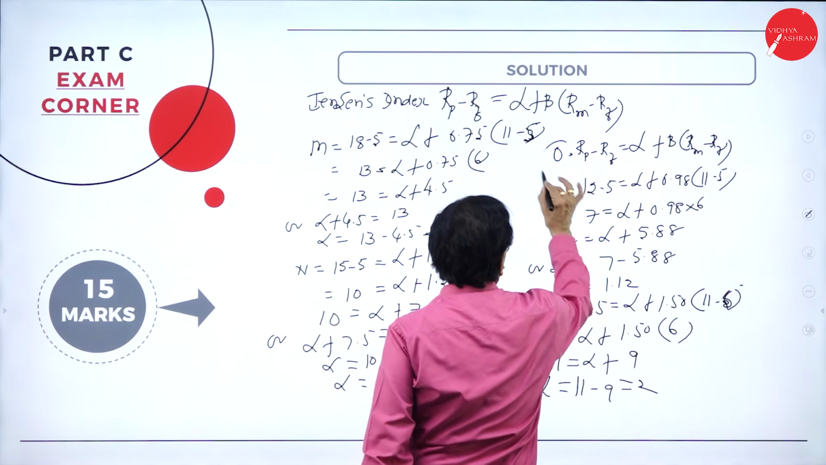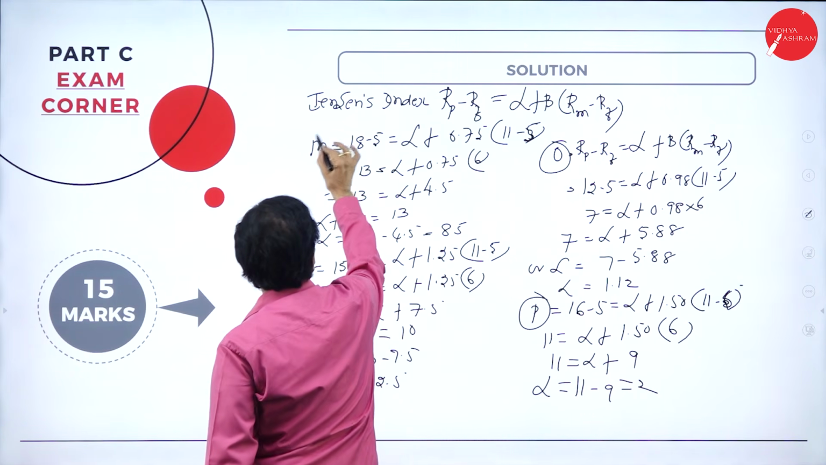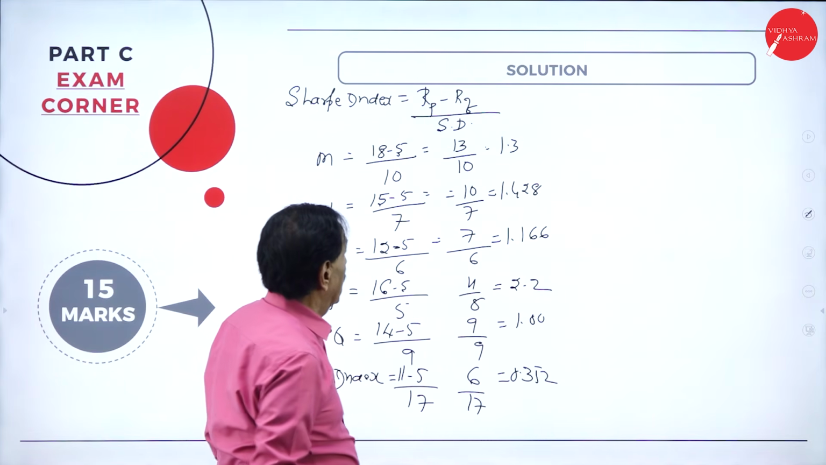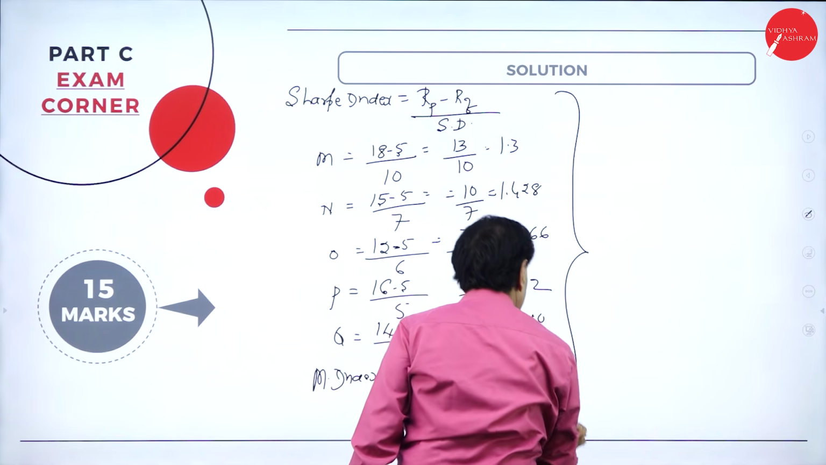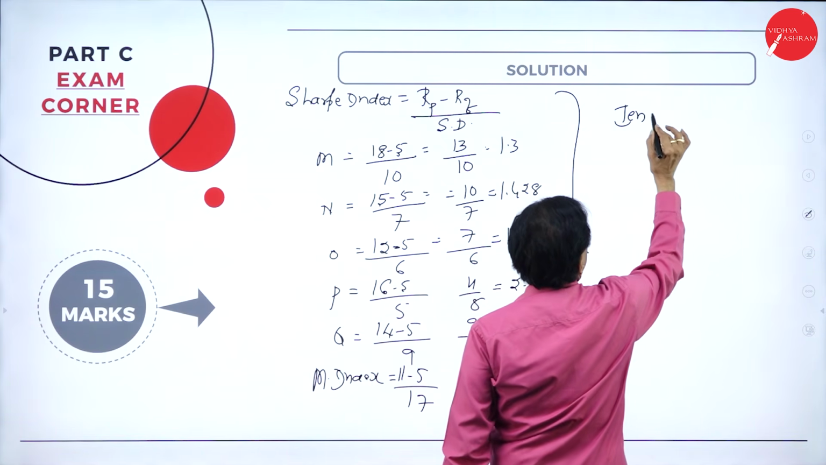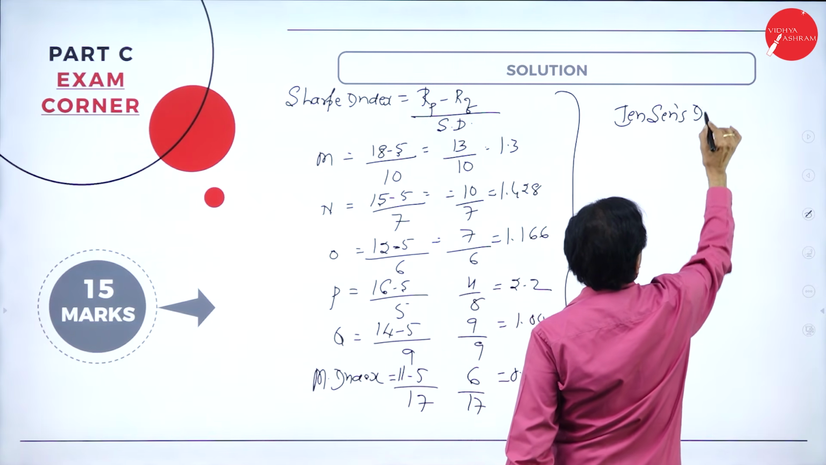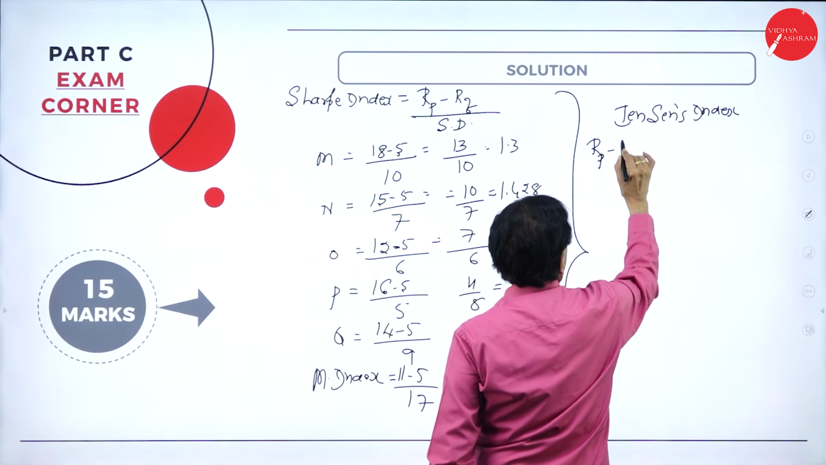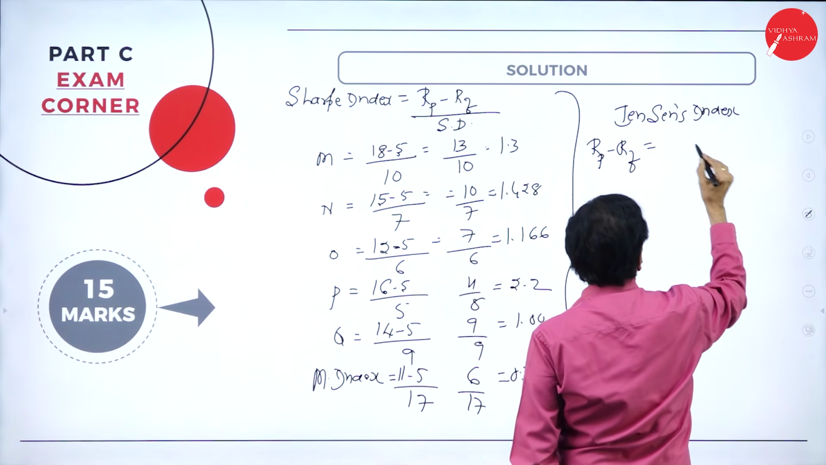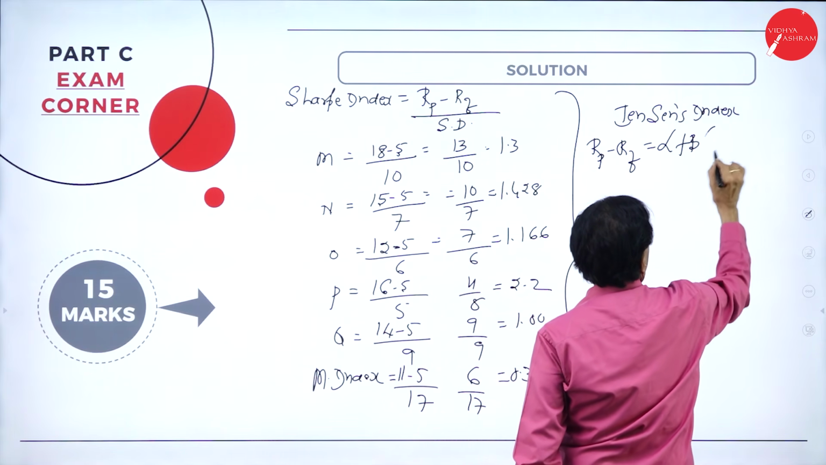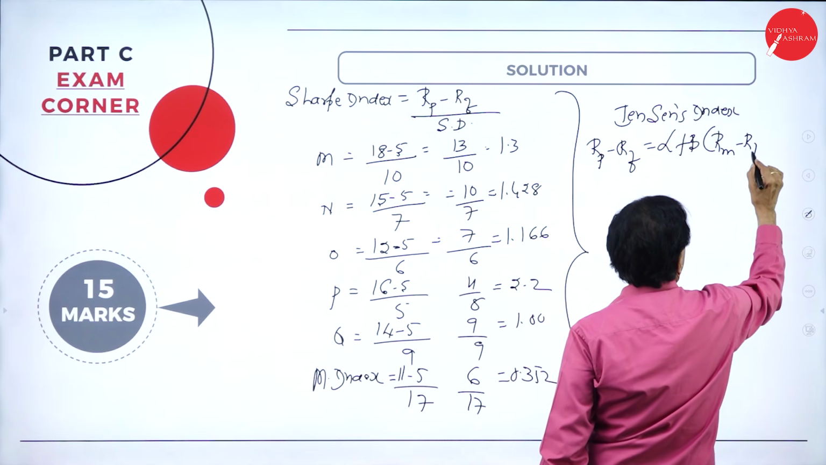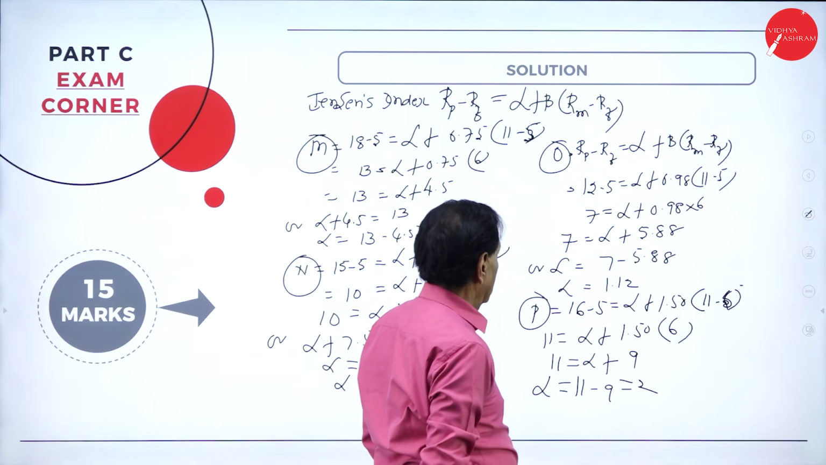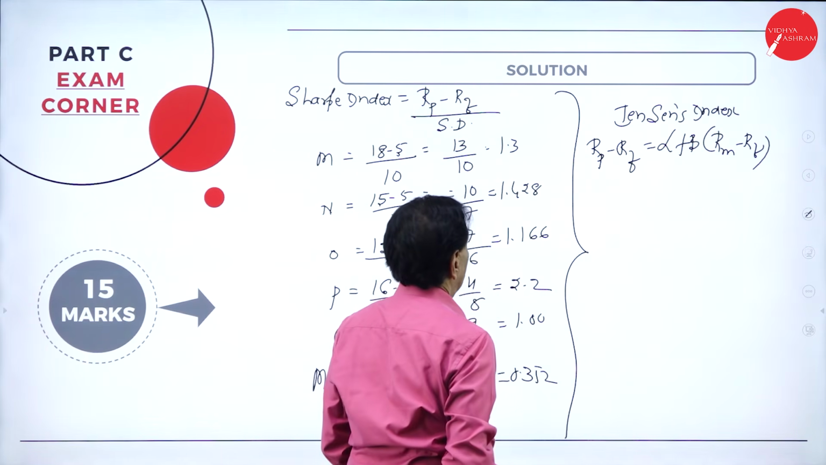So we got O, we got P, M, N, O, P, then come back. Q, Jensen index: RP minus RF is equal to alpha plus beta RM minus RF. So we have done up to MNOP. Now we have to do for Q.